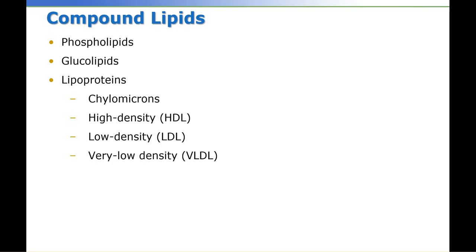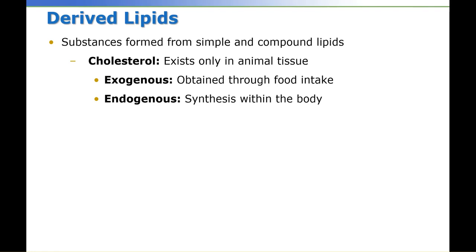Derived lipids, we talk about, so we'll move on. We have cholesterol, substances formed from simple and compound lipids. Cholesterol exists only in animal tissue. Exogenous comes from food intake, endogenous is synthesized within the body, so it's self-created.